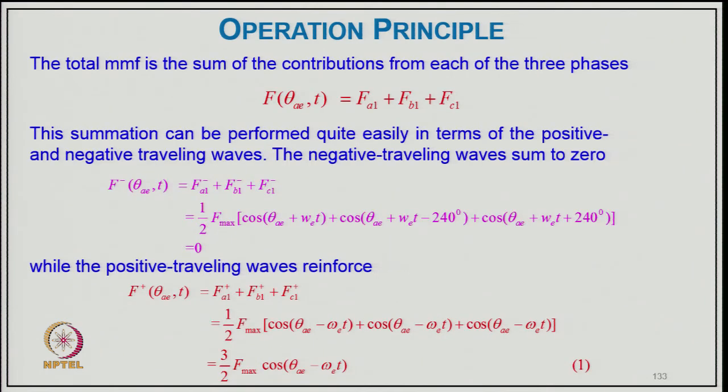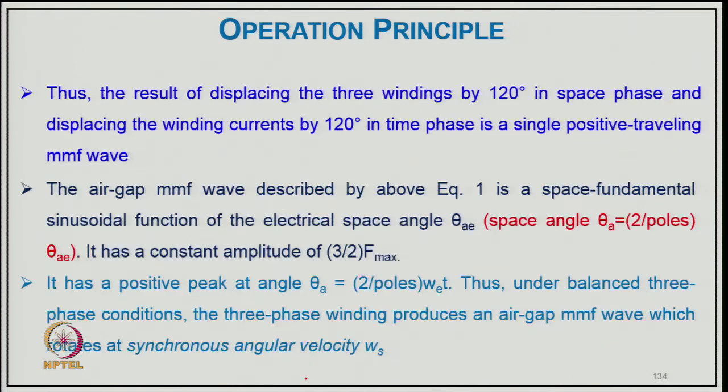Then when we combine together F_A(θ), the total MMF contribution from all the 3 phases, that will be F_A1 plus F_AB plus F_AC. Similarly, you combine the backward components. The sum of the backward will become 0, and for the positive travelling, when we combine them together, it will become 3 by 2 F_m cos(θ_a minus ω_e t).